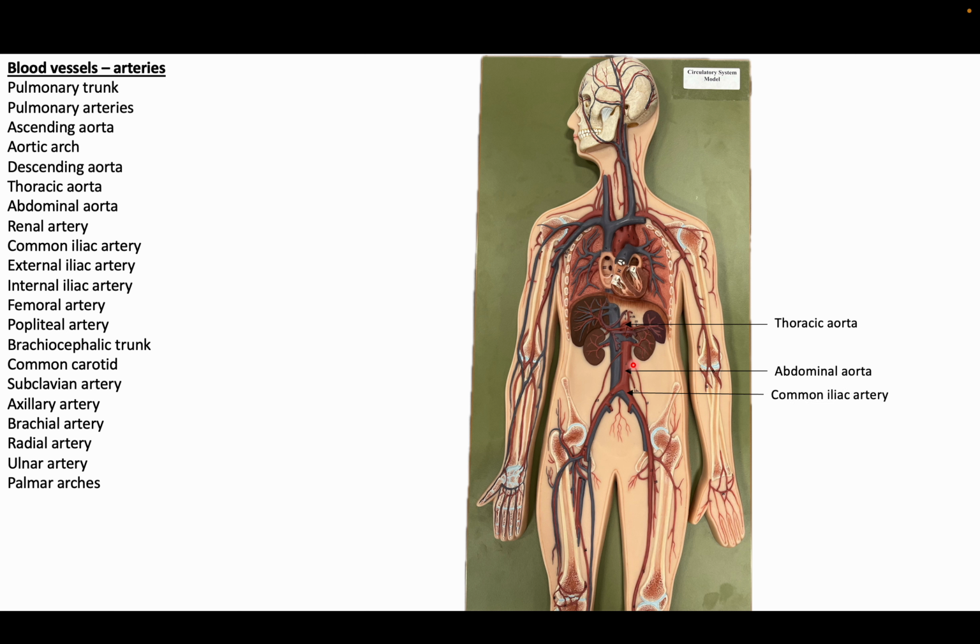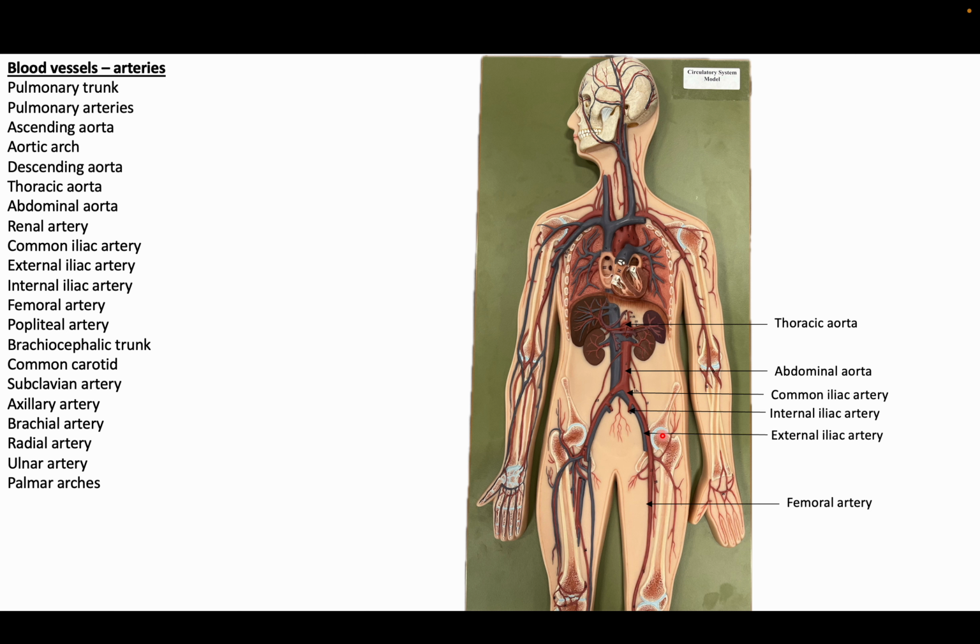From there, it branches off into the common iliac artery right here, which branches off into the internal iliac artery. And then there's also the external iliac artery. So internal here, external. The iliac artery supplies blood to your pelvic region.